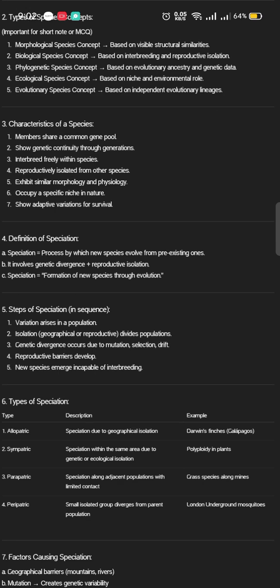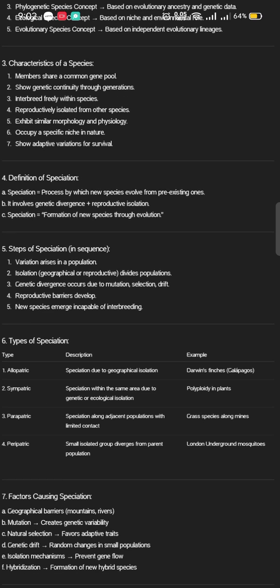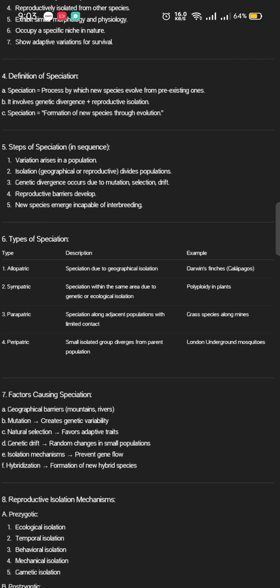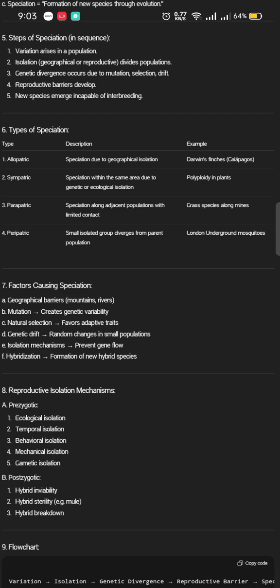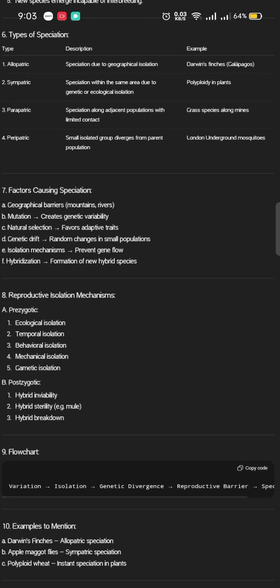Types of speciation: allopatric, sympatric, peripatric, parapatric. Para is along adjacent populations, and peripatric is a small isolated group diverging from the parent population. Sympatric is due to genetic and ecological isolation. Allo is geo, which is geographical isolation. Factors are geographical barriers, mutation, natural selection, genetic drift. Then prezygotic and postzygotic isolation mechanisms. Postzygotic are hybrid inviability, hybrid sterility, hybrid breakdown. Prezygotic are ecological, temporal, behavioral, mechanical, genetic.